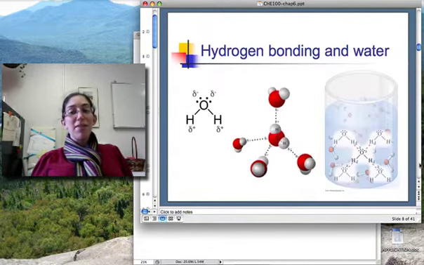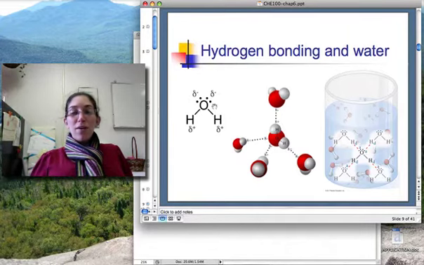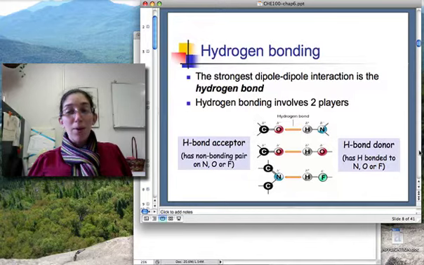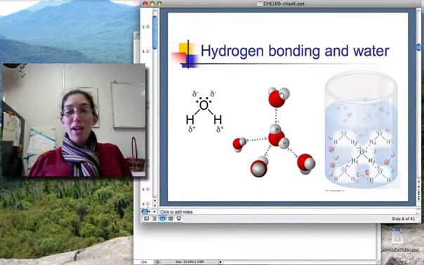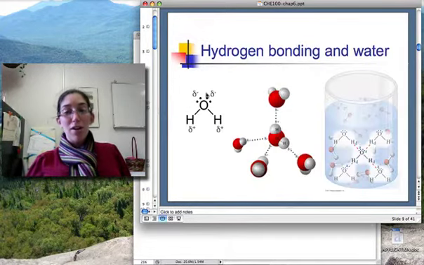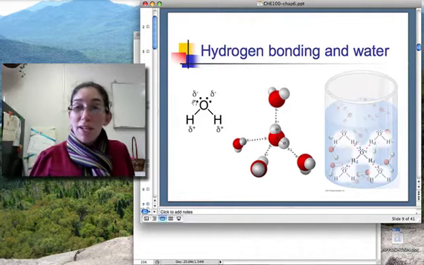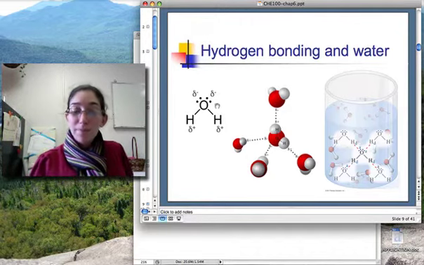Okay, so let's look at some examples and explain that a little more. Where does this whole acceptor and donor idea come from? It has to do with poles again. It's still dipole-dipole that we're talking about here. So let's look at water. This is the Lewis structure for water. There's an oxygen that's bound to two hydrogens, but it also has two lone pairs.